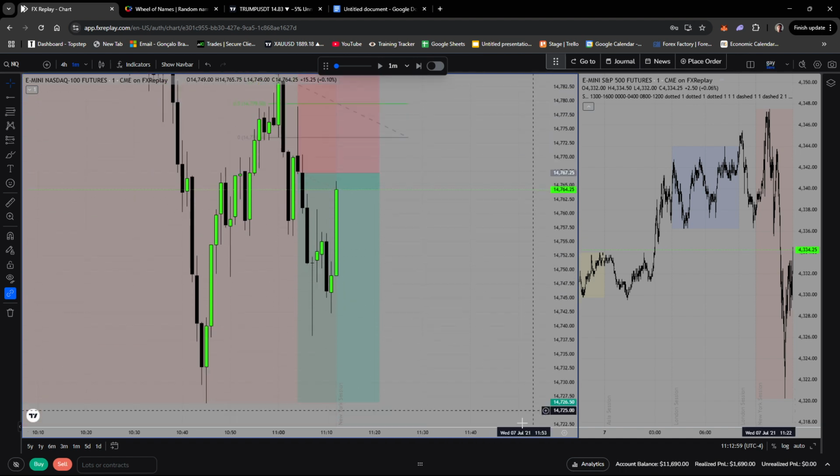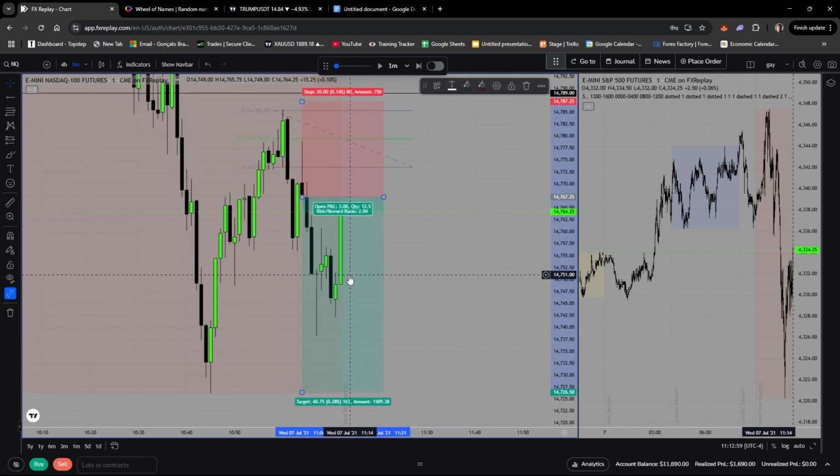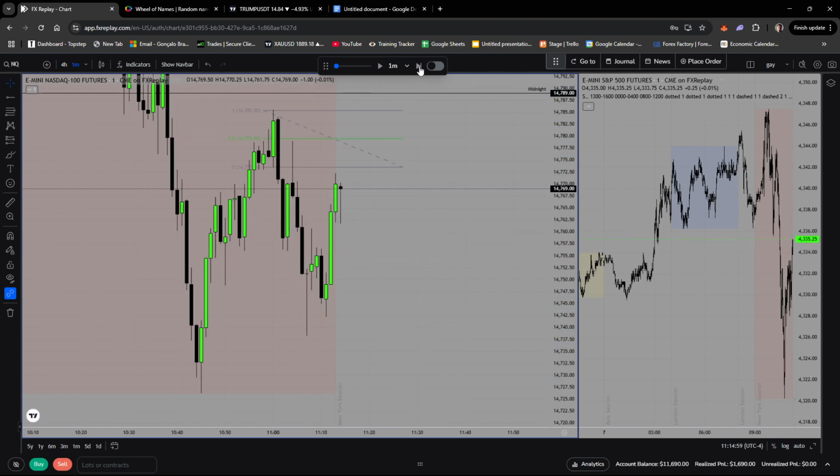Do we want this now? That's a very good question. So we've actually swept my targets without displacing past them. I have to delete that volume imbalance. I don't like it. We're not taking that. Let's see if that was the right decision.